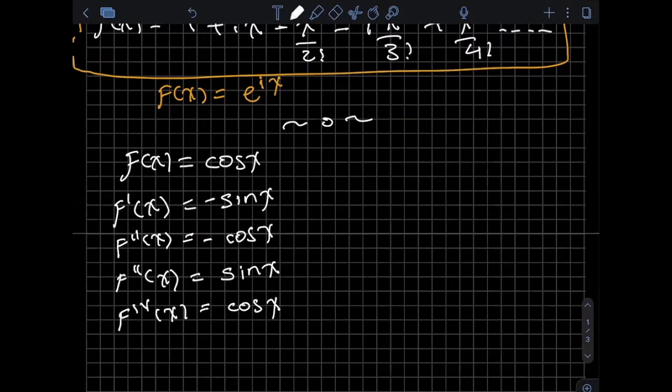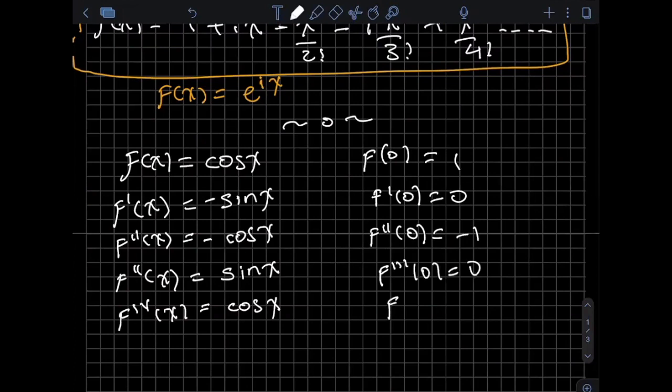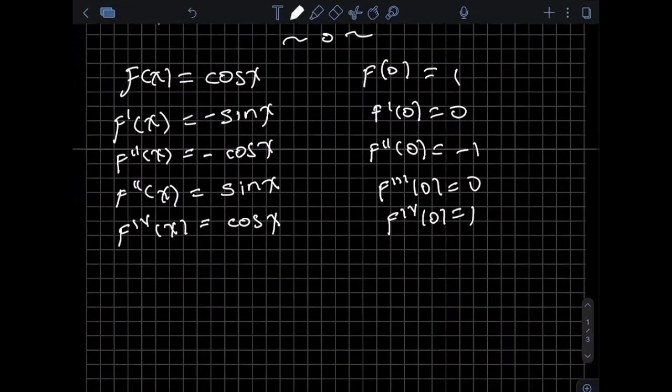Likewise, their respective values evaluated at x equal to 0 will be: f of 0 is 1, f prime of 0 will be 0, f double prime of 0 will be negative 1, f triple prime of 0 will be 0, f fourth prime of 0 will be 1. Here also, as you can see, it cycles on the fourth term. We had 1, then 0, then negative 1, then 0, and back to 1.